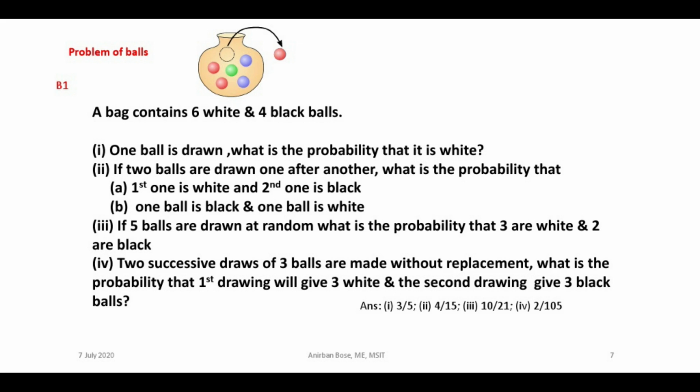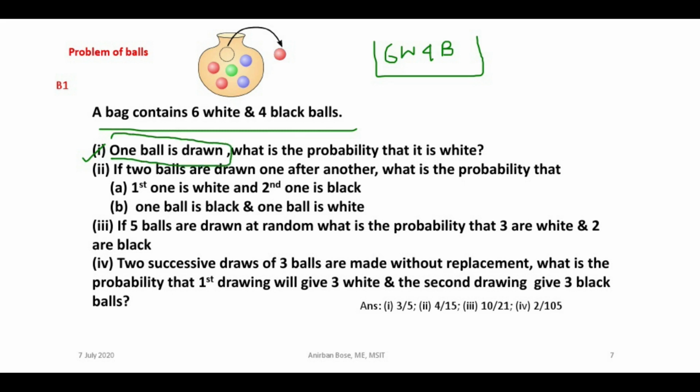Now coming to the problem on balls. Suppose the problem says that a bag contains 6 white and 4 black balls. The first question is, one ball is drawn. What is the probability that it is white? So first of all, one ball is drawn. This is the random experiment.